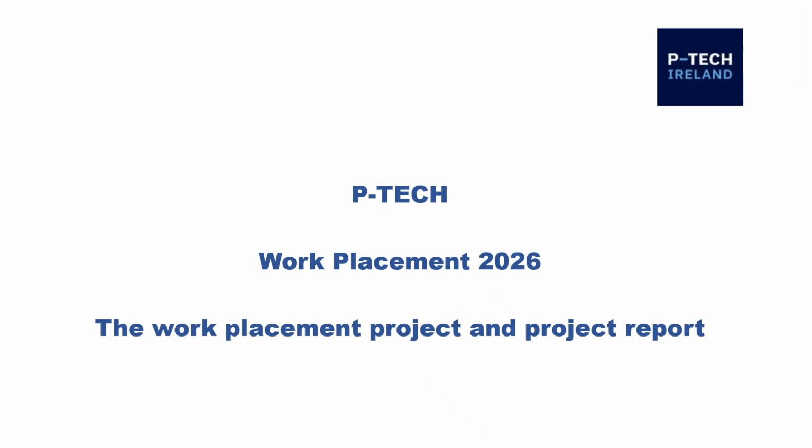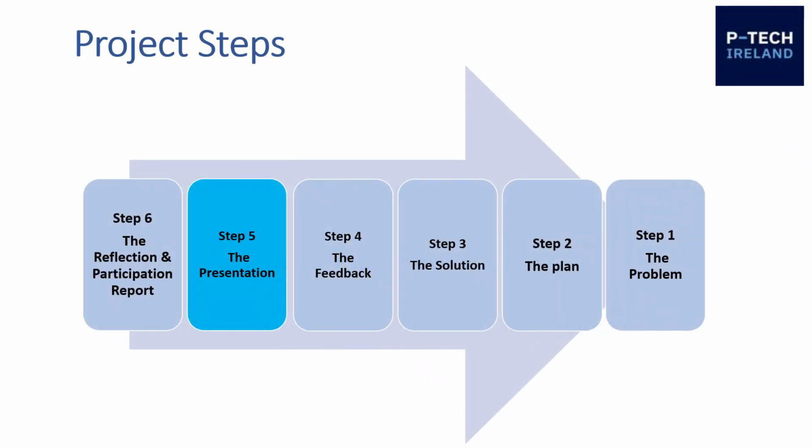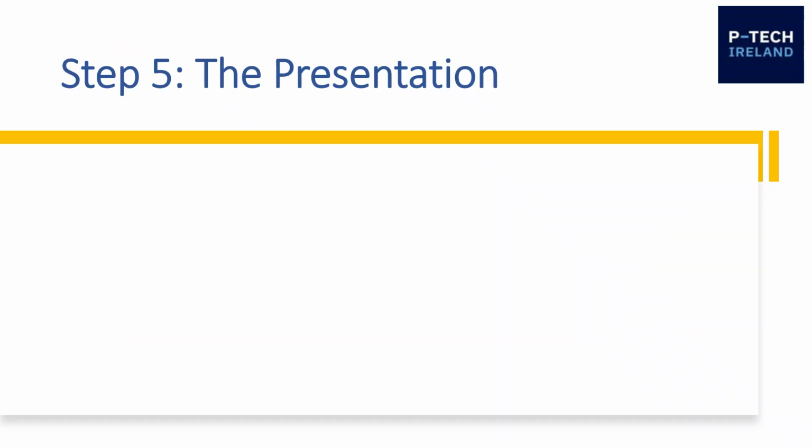Now, so far, you've identified a problem at step 1. You've decided on your project plan at step 2. You've created a solution to the problem at step 3. At step 4, you've collected feedback on the solution, and maybe you've made some changes because of what you've learned during the feedback stage. And now here you are at step 5, your presentation. So let's look at this.